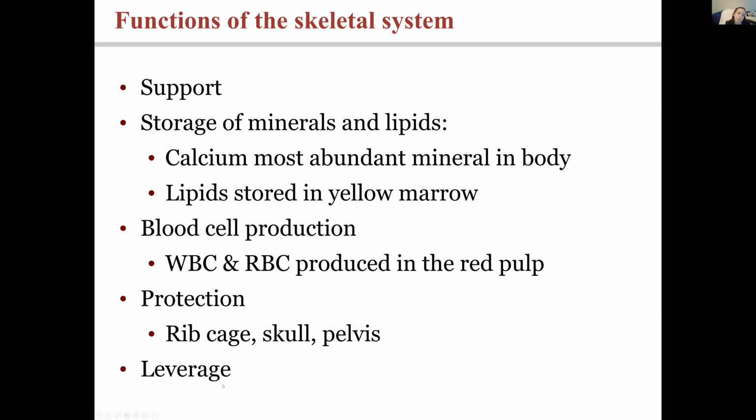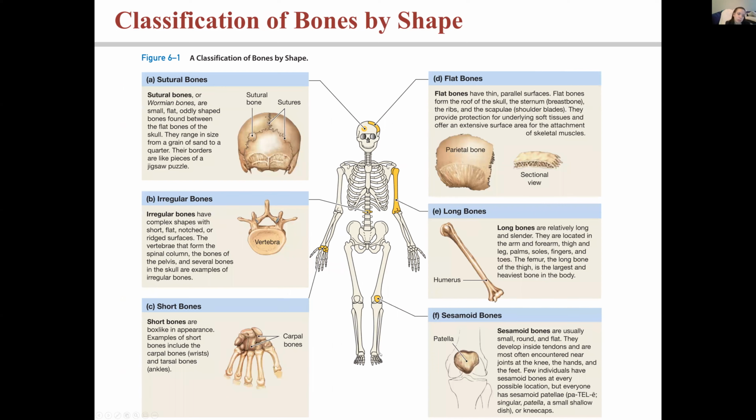Protection, support, and leverage: all of those are part of this dynamic function that we mostly attribute to the skeletal system. Based on their different shapes, we're going to have different types of bones. We're going to have sutural bones, mainly found within your cranium.